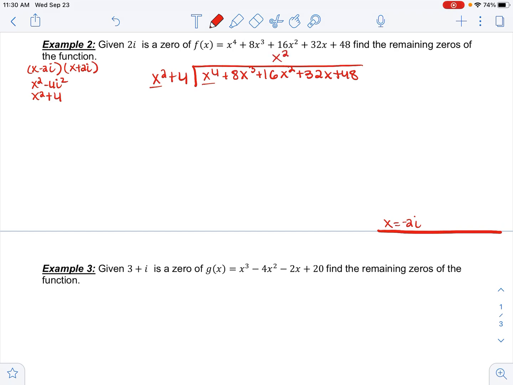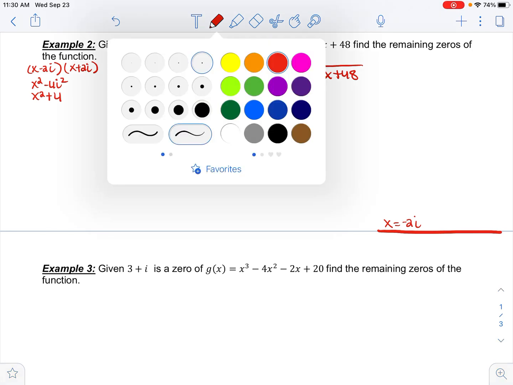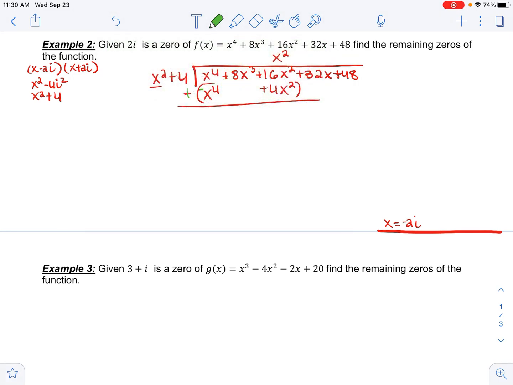Okay. What do I multiply this by to get this? It's x squared. I'm putting that above my 16x squared. Now I'm going to multiply it out. X squared times x squared is x to the 4th. X squared times 4 is 4x squared. Make sure you write that under the 16x squared because you can't subtract it from a cube. Distribute your negative.